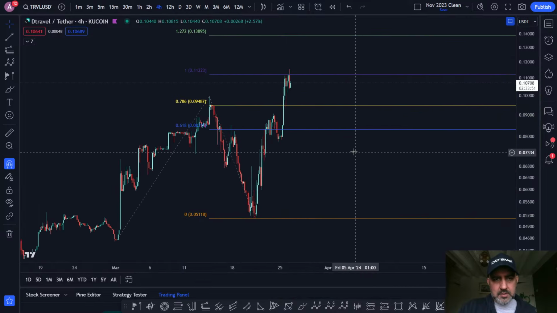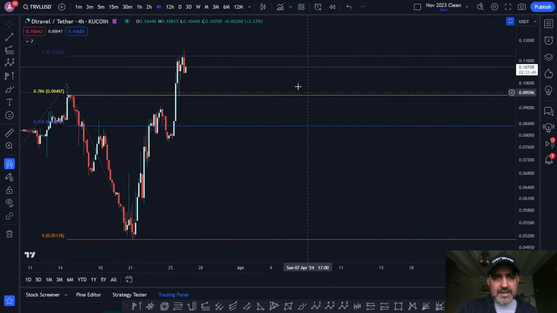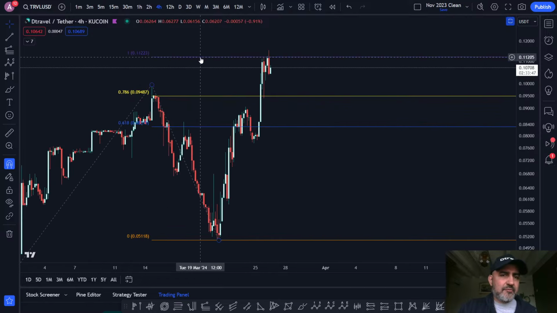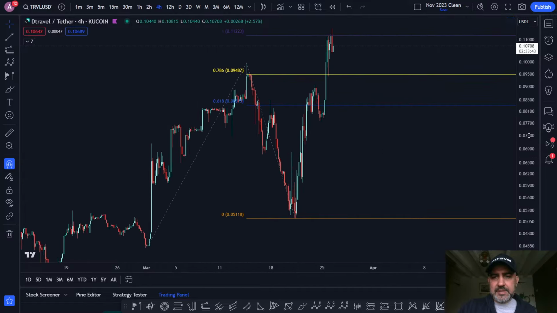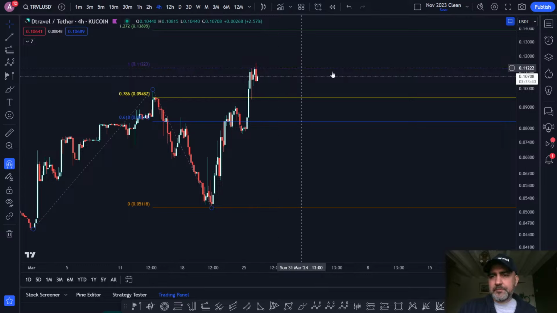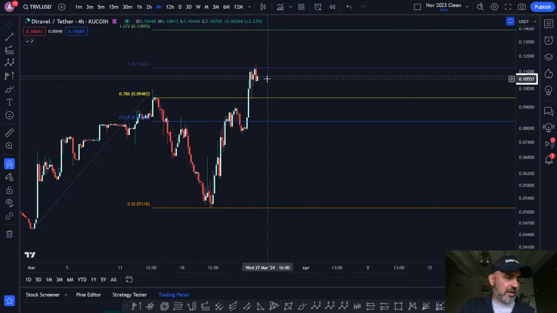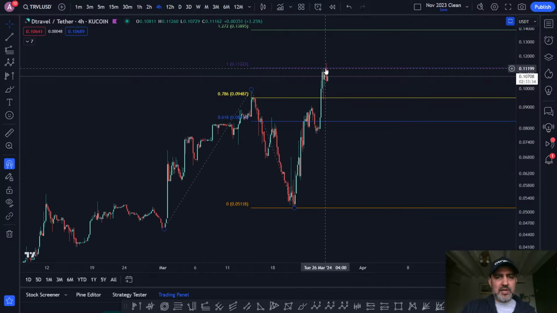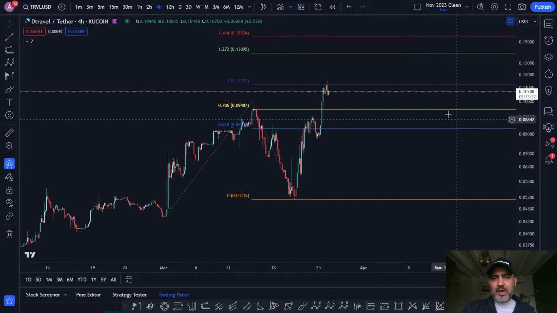Okay. You see how the price has now reacted. Look at that. Perfect reaction on the 1-to-1. Perfect reaction. See that? That gives me confidence that this is correct, because we're starting to see reactions at the right levels, at the right places.